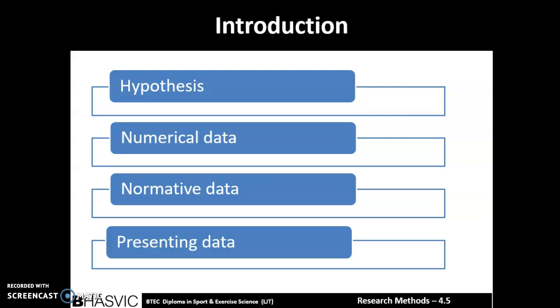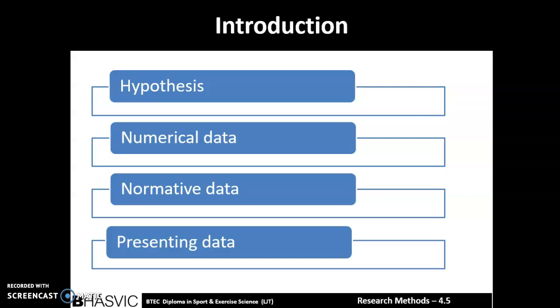You can make predictions. So say you can make predictions on sports performance because of the data that has gone before. You can look at normative data, and you can suggest that this will be the data that your participants will produce, for example. So there's a lot of benefits to quantitative data.